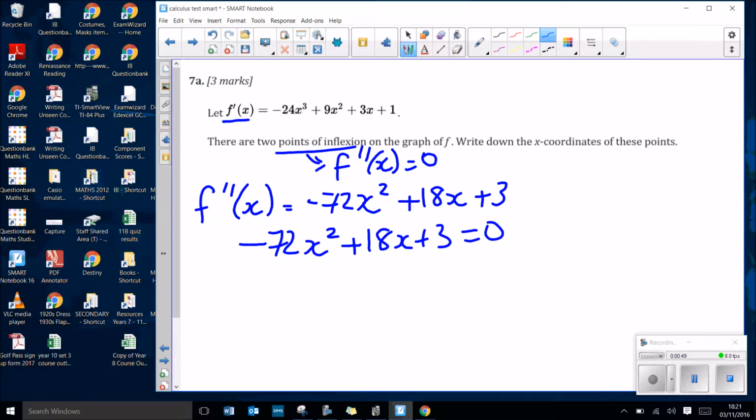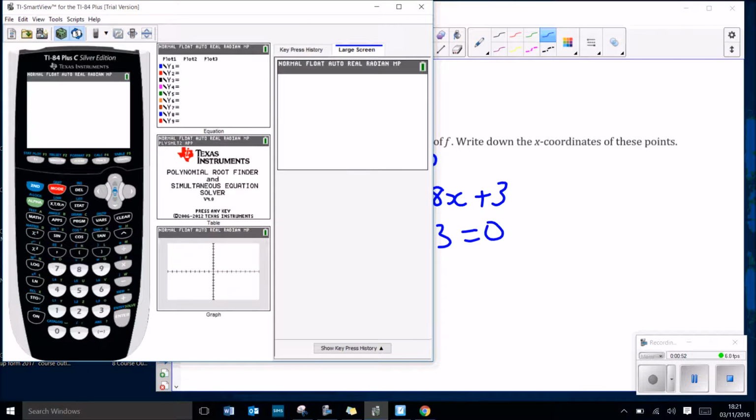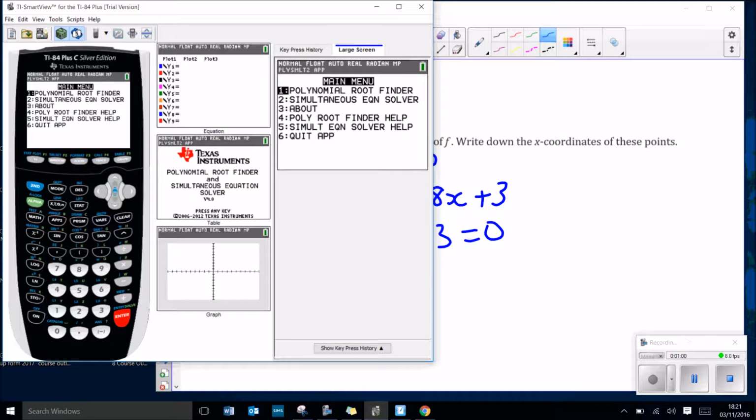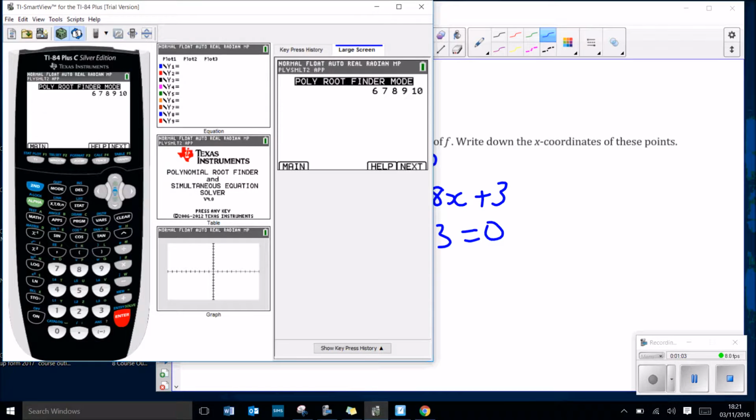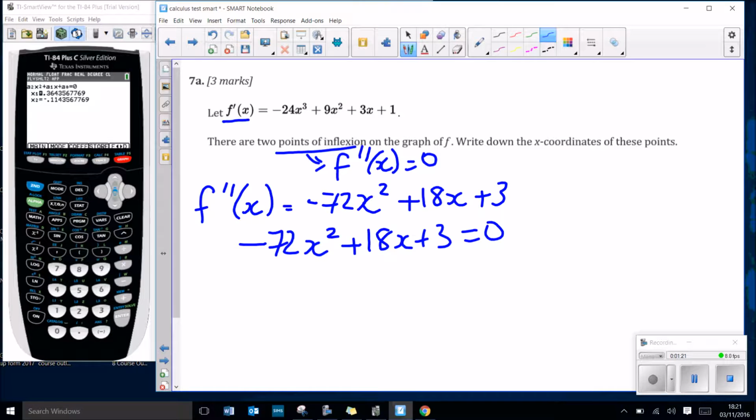We can now use our GDCs to solve this. So we're going to go into apps, number 4, and we're polyroot finder, so it's a polynomial order 2, and we're going to input our values. So that's negative 72, positive 18, and positive 3, and solve. So there we have our two values. So x equals 0.364 or negative 0.114.